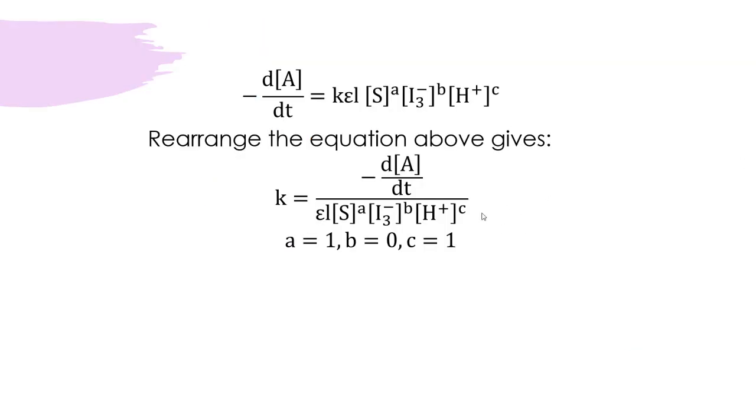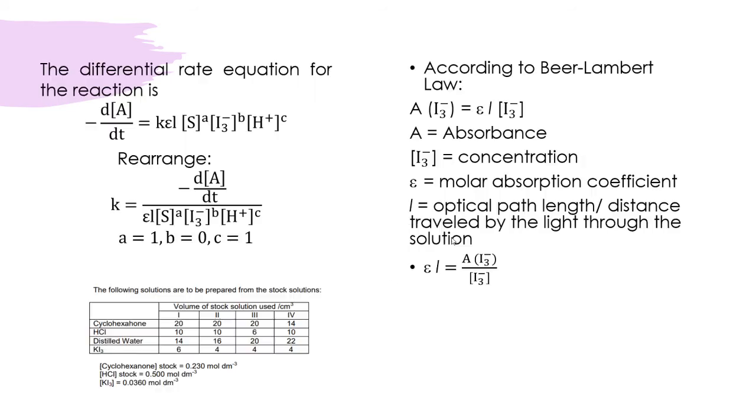Okay, this is given as such. Now the differential rate equation is given by that. Because you're using a spectrophotometer, you can actually get the values via the Beer-Lambert law. So this is how this is actually tied together.